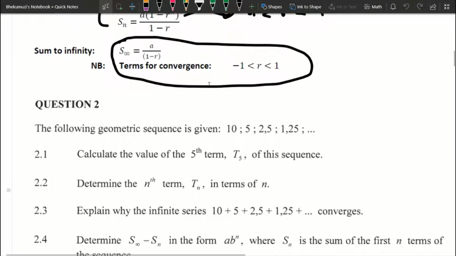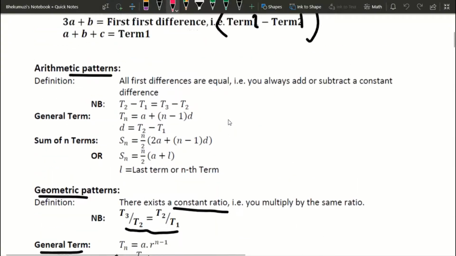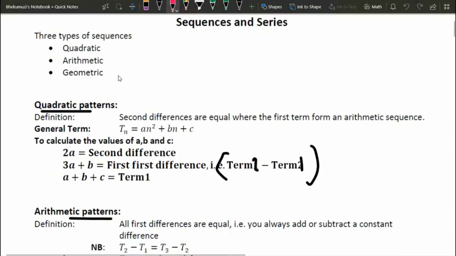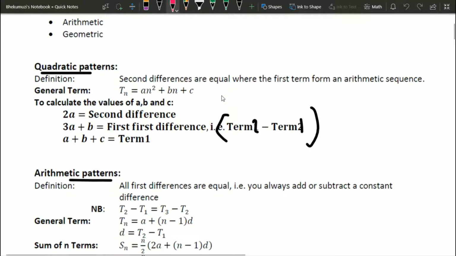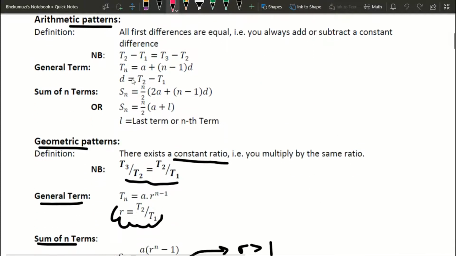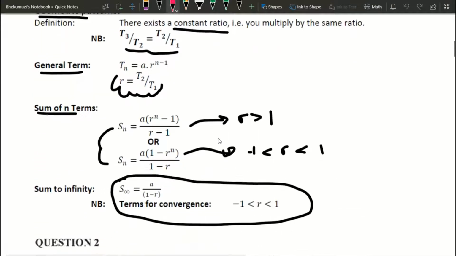So let's start off with a quick recap that we have three different types of sequences. There's sequences and series, and a series is basically a sequence, but the difference is that now we are adding each individual term up to maybe an nth number, right? So we have a quadratic, we have an arithmetic, and a geometric, and you saw the formulas and how you should possibly do it in the first video. So let's begin with question 2.